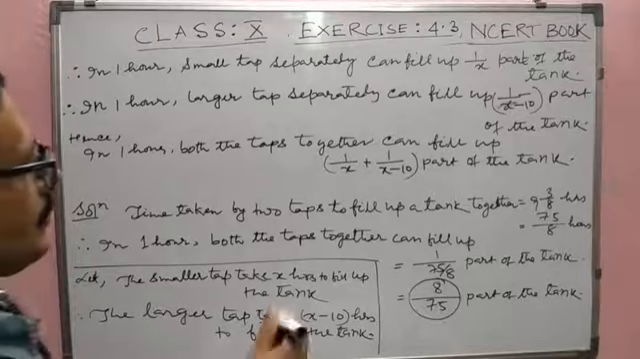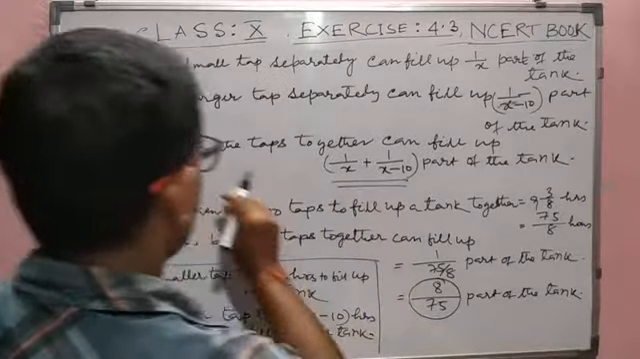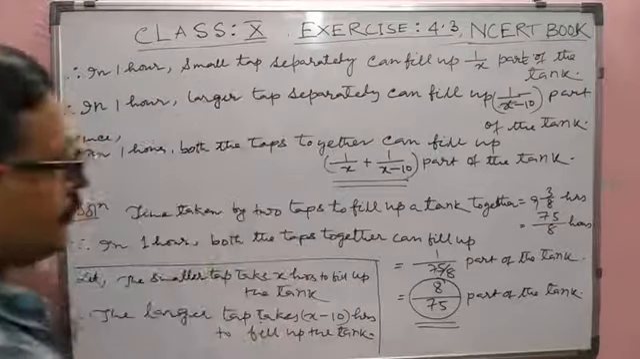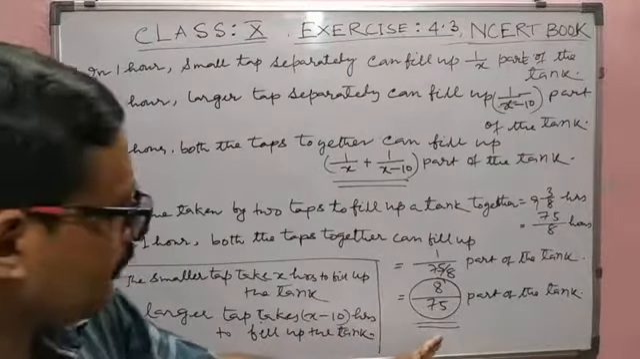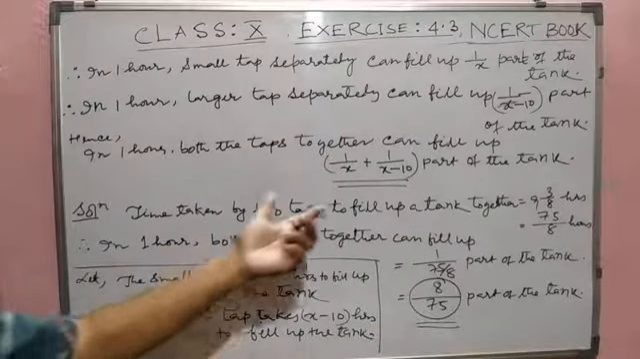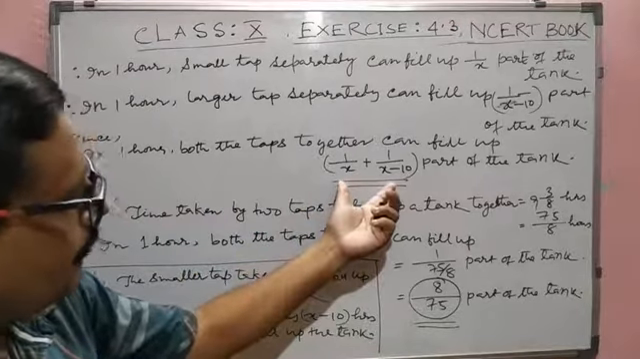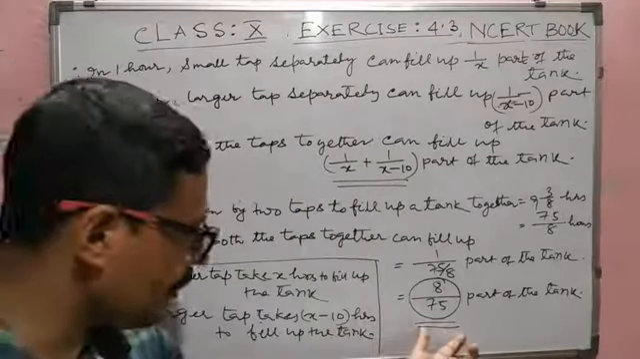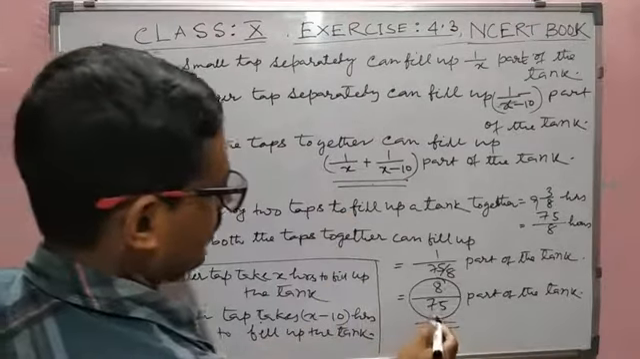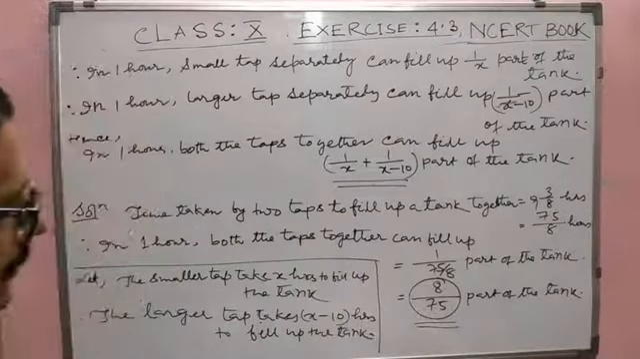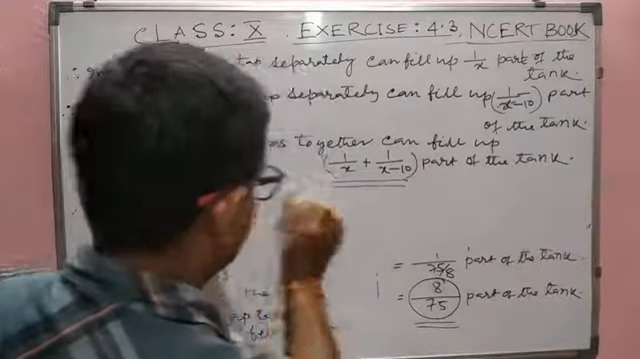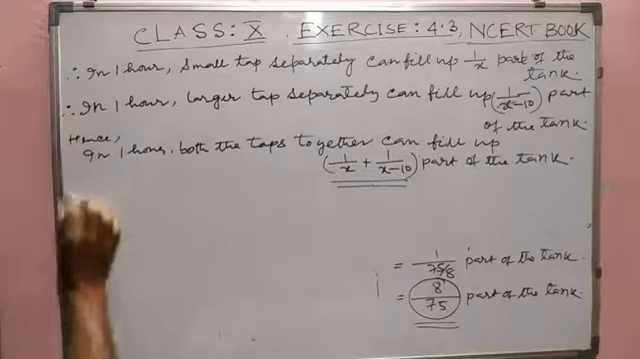So this is the part filled up by both the taps in 1 hour, and this also is the part filled up by both the taps together in 1 hour. So ultimately this and this are equal. So hence, according to the question we can write.